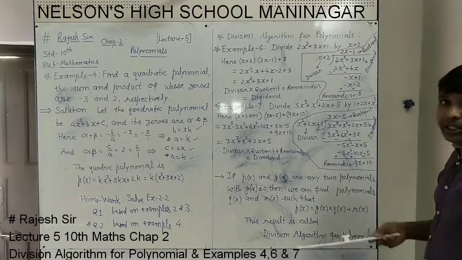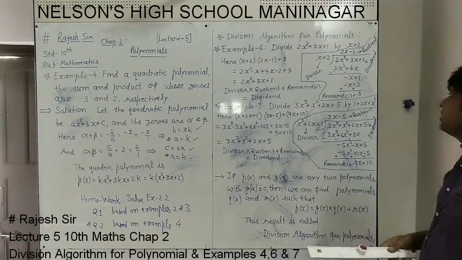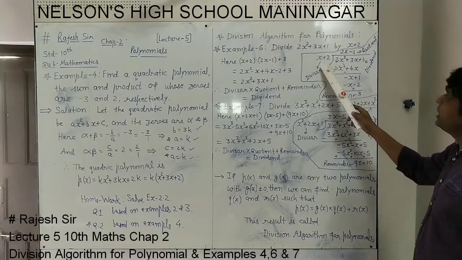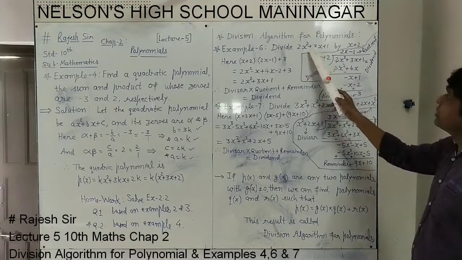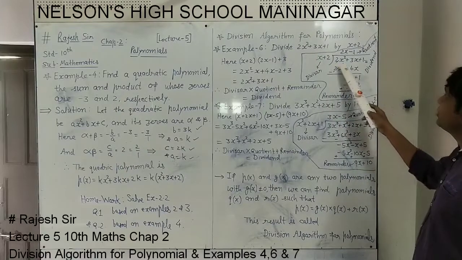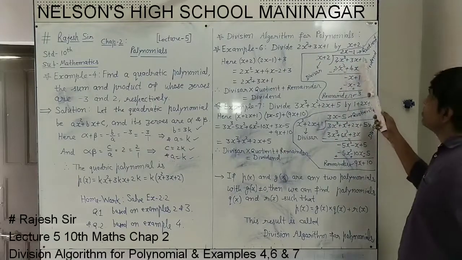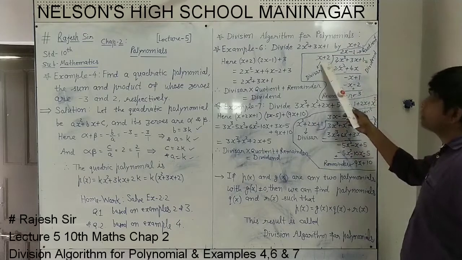So how to divide that? Very simple, long division. By x plus 2, so x plus 2 here we will write outside, and we have to divide 2x square plus 3x plus 1, which we will write inside. Now we want to divide this 2x square plus 3x plus 1 by x plus 2.